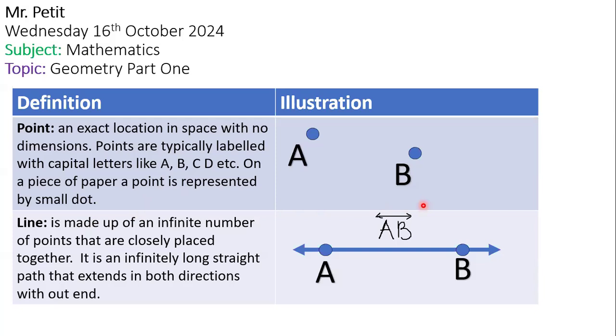Yes, sir. D'Angelo, can you read the definition for a line? A line is made up of an infinite number of points that are closely placed together. It is an infinitely long straight path that extends in both directions without end. Very good. Okay, good.